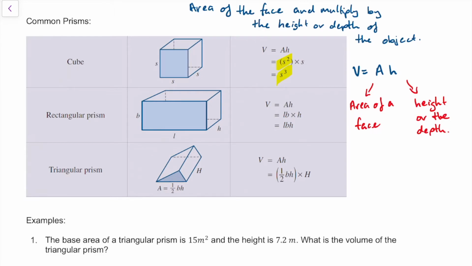Same for the triangular prism. We've got a triangular face. The triangular face is a half the base times its perpendicular height, and then you've got that depth of your prism. Okay, so let's have a look at some examples.